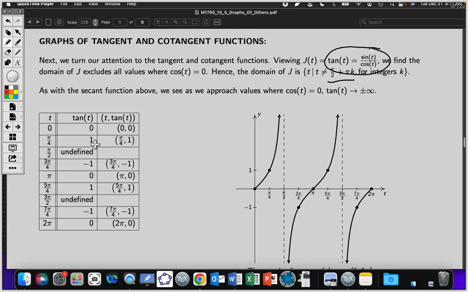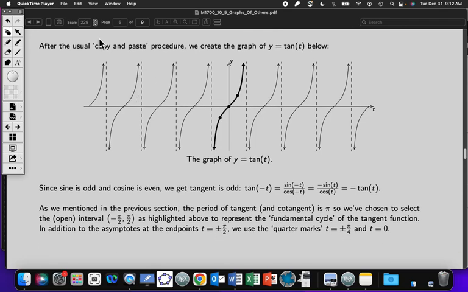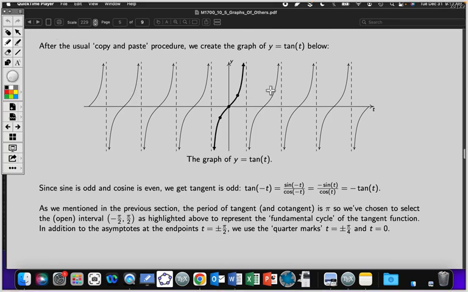We can go in and plug in some values, and more and more values, and this is what we would get if we plotted the tangent over the interval 0 to 2 pi. And if we copy and paste it all the way down, we would get the graph of the tangent function. Something that we noted in the last section is that tangent is the ratio of sine over cosine.